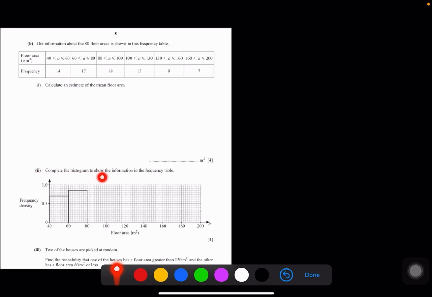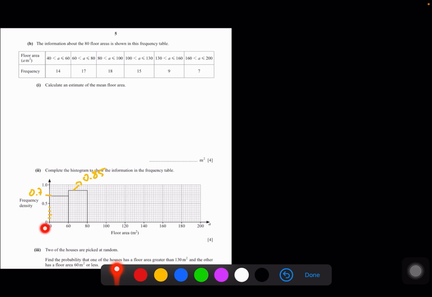Now complete the histogram to show the information in this frequency table. We have to find the frequency density. If it is 0.5, it means 2 squares give us 0.1, 0.1, 0.2, there are 2 squares if I'm not mistaken, 0.3, 4 and 5, and 6, 7, this will be 0.7. If it is 0.7, 8, 8.5. The second one will be 0.85.